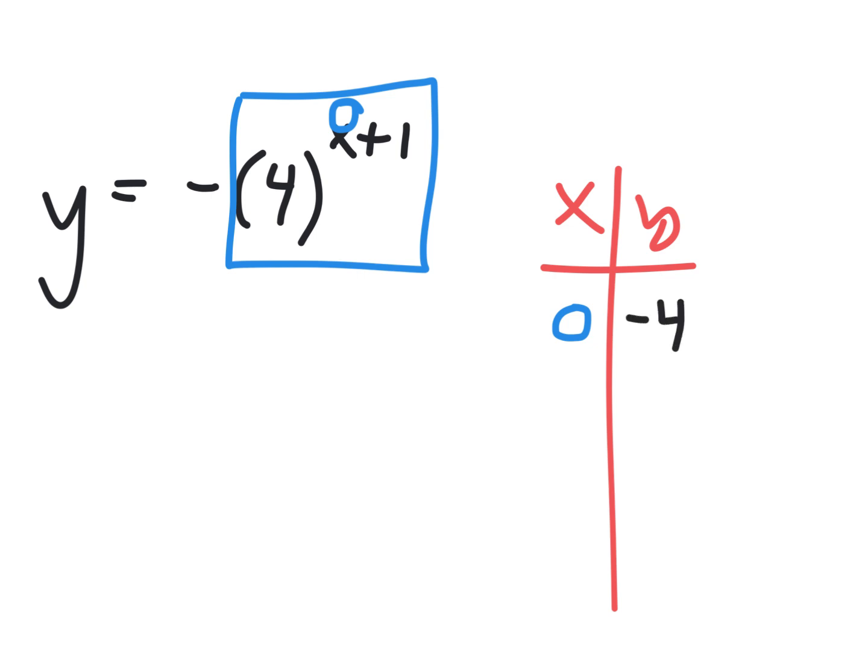-4 is correct. What if I put in 1? Well, then I have a 1 here. 4 to the second, 16. Careful. It's not -4 times -4. That negative is last, so it's negative. 4 squared is 16. That got really big.